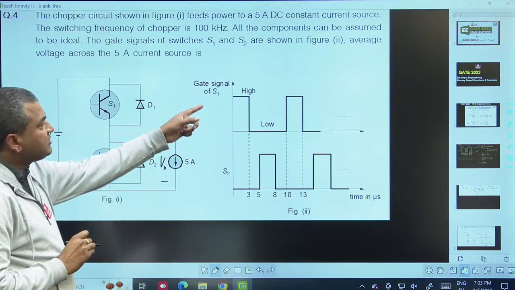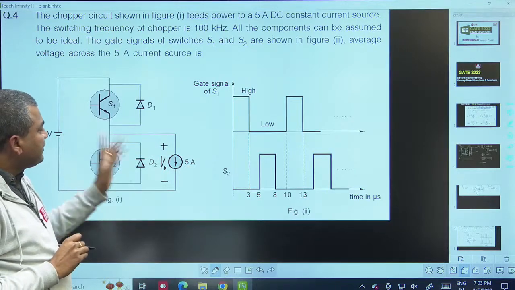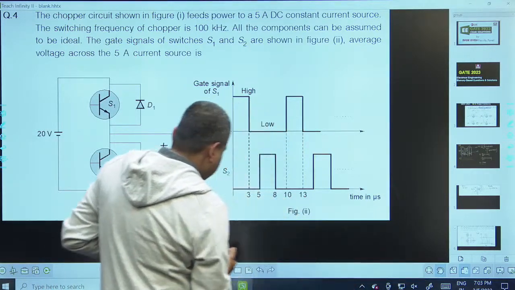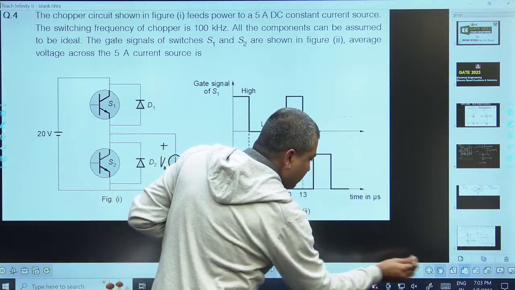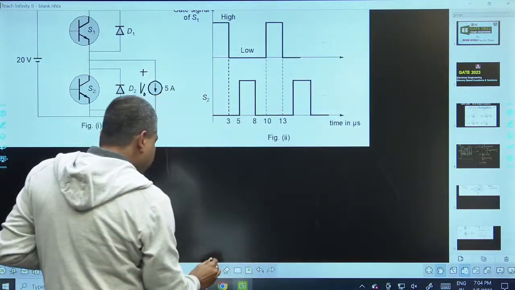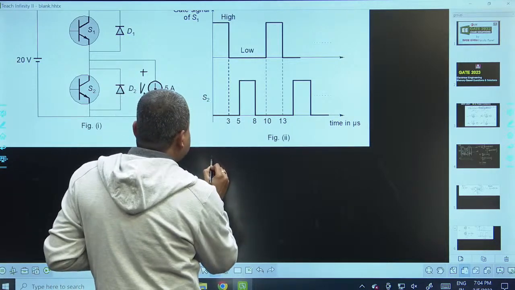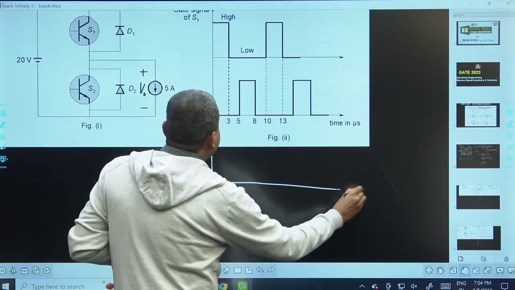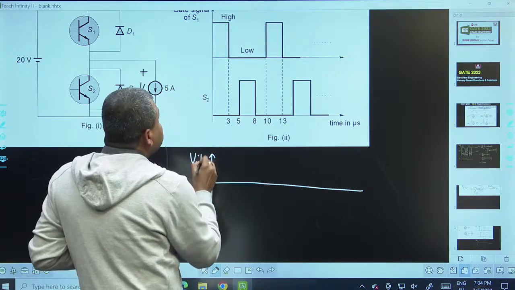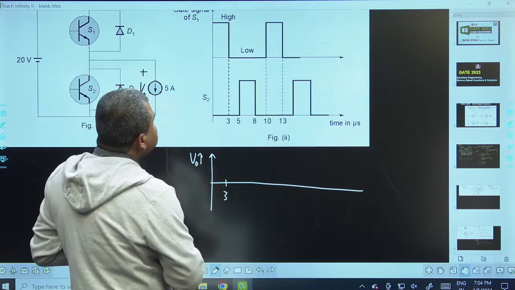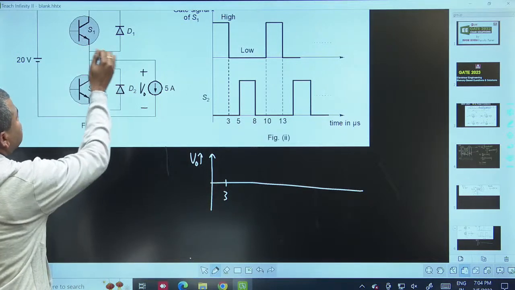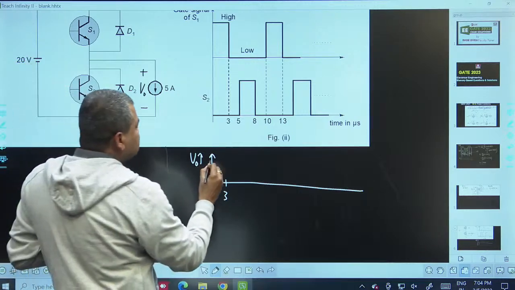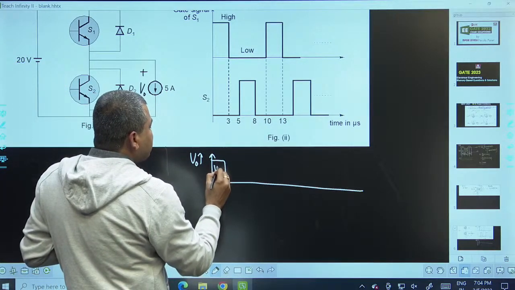By using the information of the gate signals of S1 and S2, first draw the waveform for the output voltage. Yes, now let us draw the waveform for output voltage. Just look here. Up to 3 microseconds, S1 is in the on state. When S1 is in the on state, this DC current source is directly connected to the supply. Supply voltage is 20 volts. So up to 3 microseconds, the output is the supply voltage.